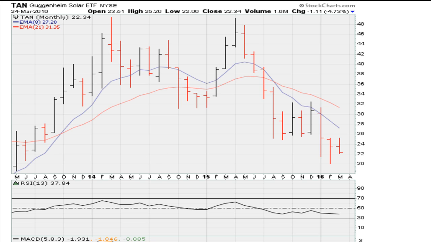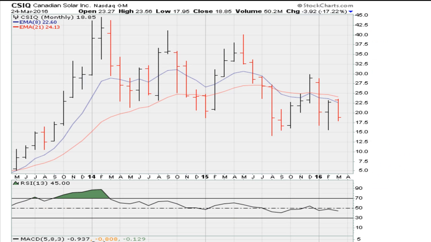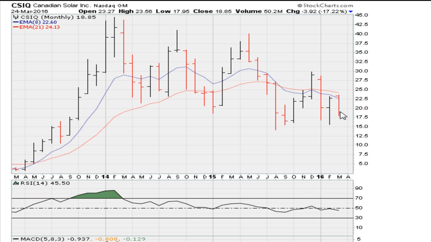Let's take a look at another instrument in the same space. CSIQ, a solar stock, has a similar looking chart. Let's take a look at the 3-year monthly chart, so 36 months of data. In terms of the RSI right now, we are not yet at 3-year lows. You can see that because this is the low here, and we are coming close to breaking that low.